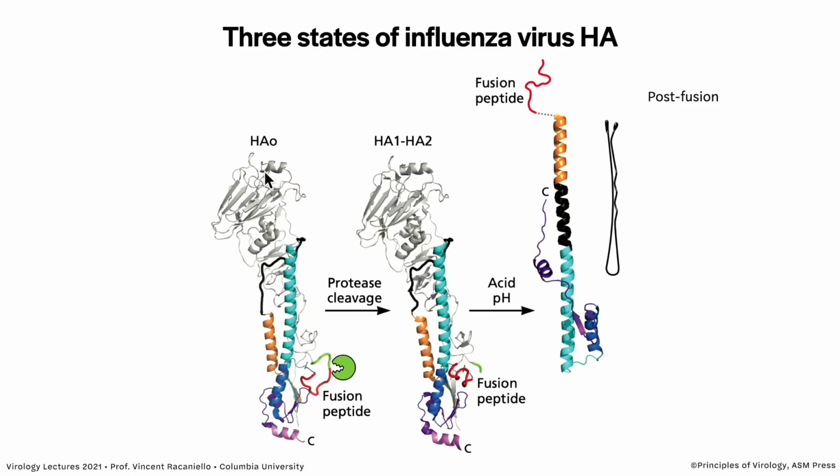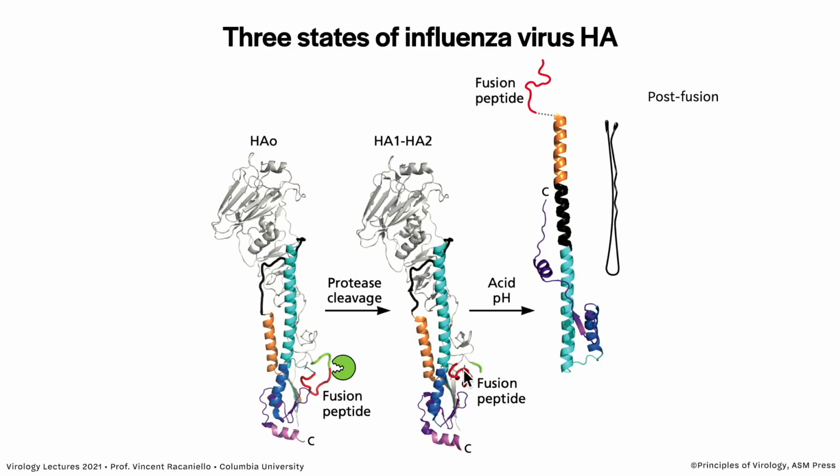This fusion peptide, by the way, the protein needs to be cleaved by a protease. That's what this green guy is here, to expose the N-terminus. In the HA, as it's made in a cell, this is not cleaved. And this is the cleaved form. Without cleavage, this will not be able to undergo fusion. So that protease is actually a determinant of tropism of these viruses. And then finally, when you lower the pH, you get this extended conformation.